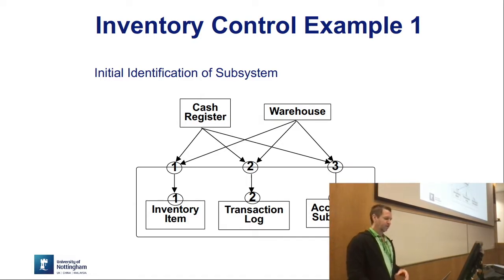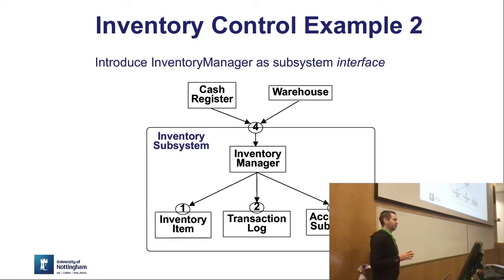So we could modify that subsystem to simplify the pattern of communication. And the idea is to introduce another class called the inventory manager, right? That's one subsystem interface class, and all the communication goes through that subsystem interface class. So the cash register only has to know about one interface, and that is the inventory manager, and then all this other complexity is hidden.